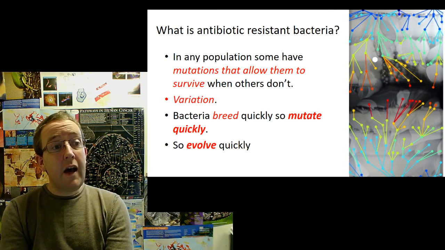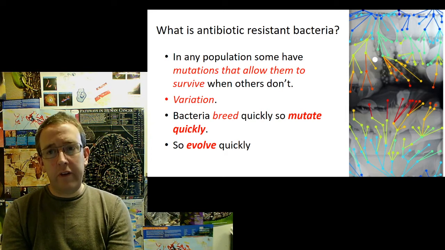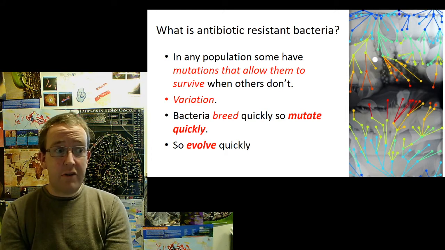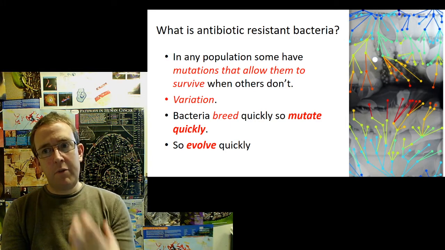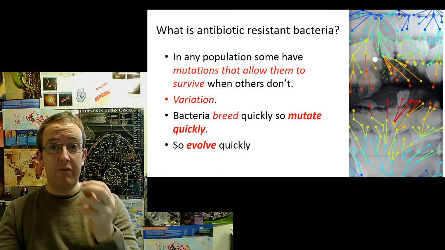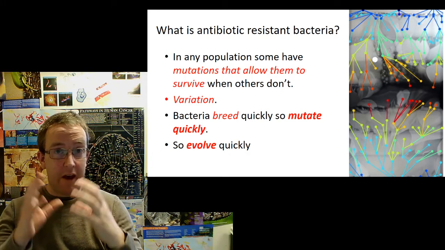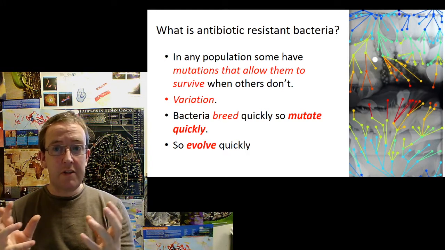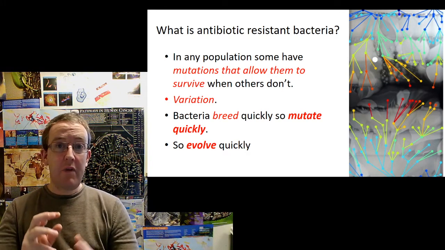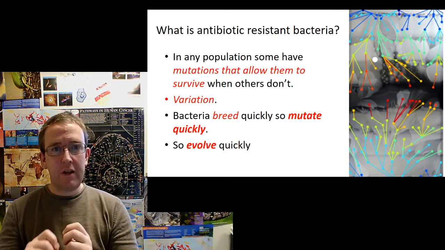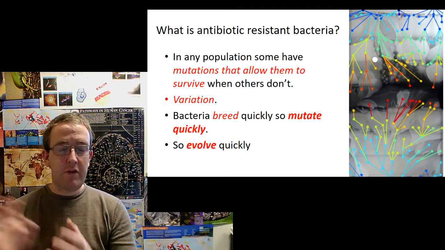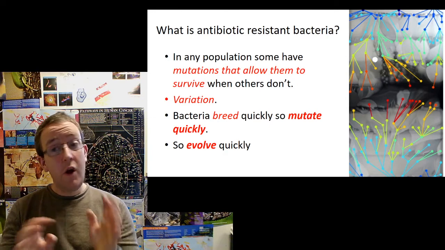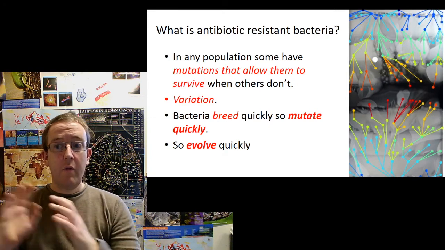So how do they form? Well, it's basically just a function of the evolution that you already know. In terms of antibiotic-resistant bacteria, in a population of bacteria, there'll be some that have mutations that make them more resistant to antibiotics than others. So maybe they have a slightly different shaped cell wall that penicillin can't bind to. They've got slightly different shaped ribosomes that tetracycline can't bind to. Whatever it might be, when others don't.